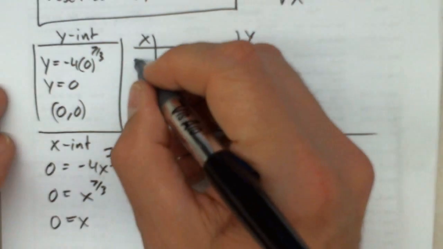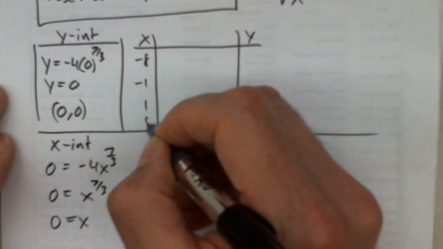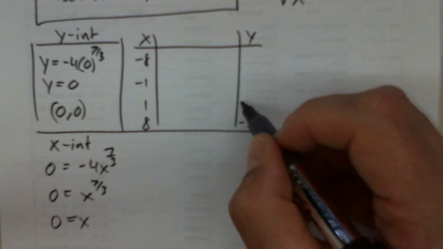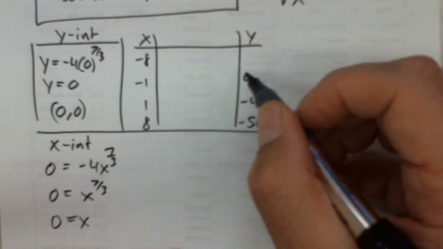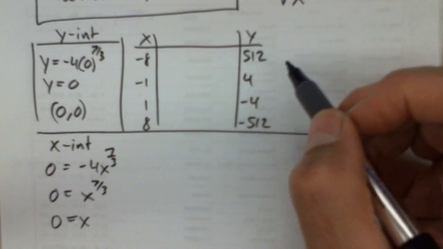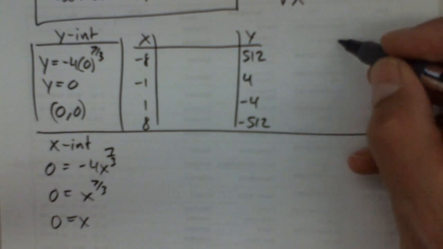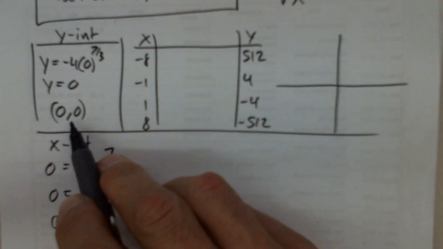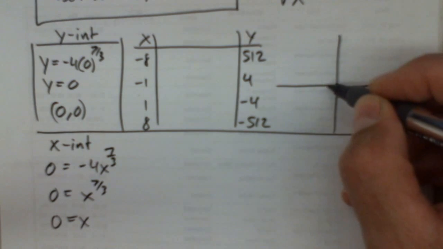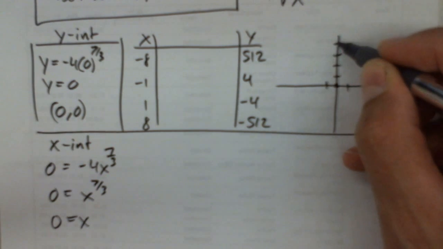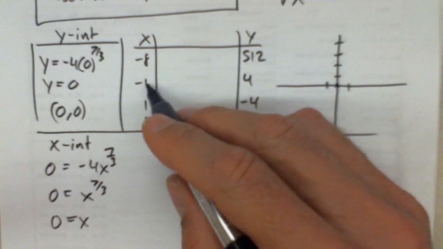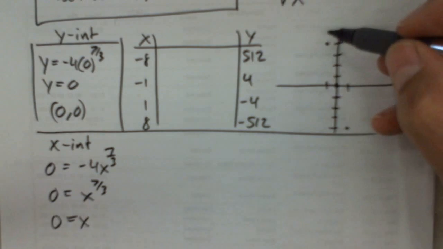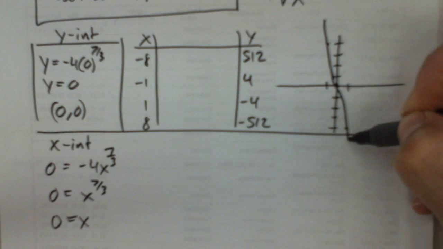Okay, let's try the same points. And we're going to have -5, 12, -4, 4, and 5, 12. So we do have a point here. As we go -1, we'll go to 4. +1 will go to -4. So we see that happening.